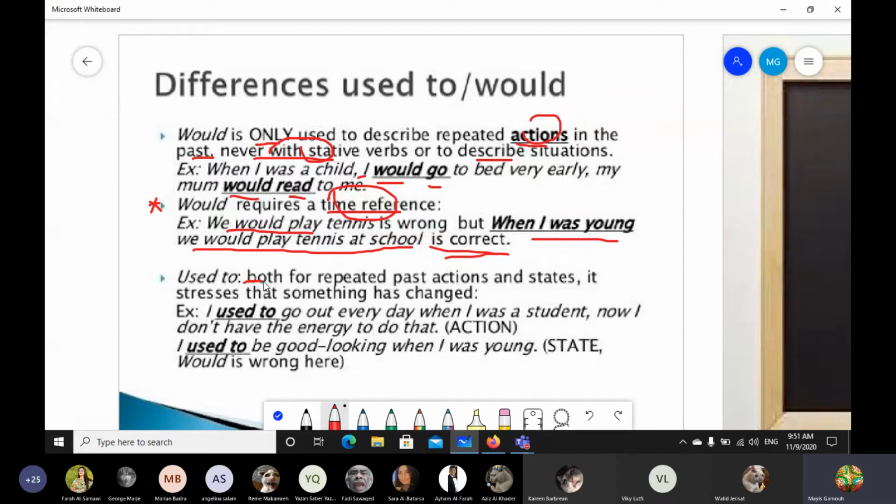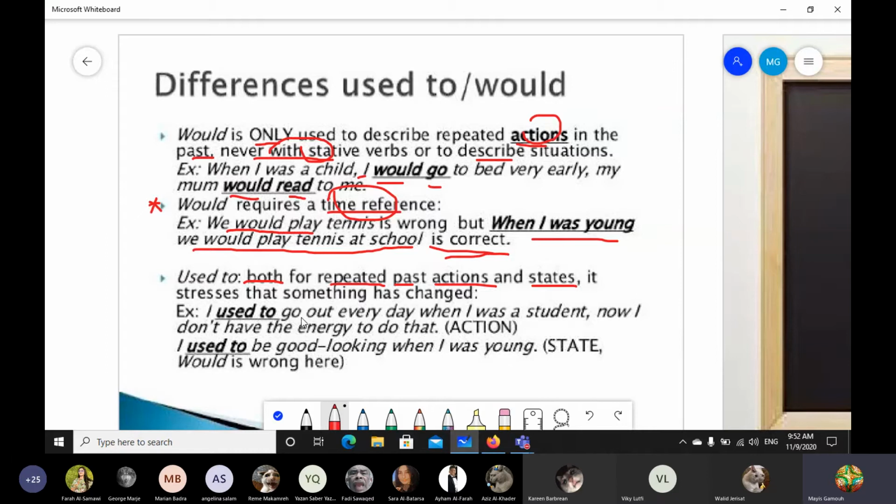Used to okay هنا both for repeated past actions and states معناته مع ال used to أنا بقدر أستخدم stative verbs. stative verbs اللي هم أفعال الحواس أو أفعال thinking okay أو مثلا ال verb to be تمام هذول كلياتهم أنا بقدر أستخدمهم مع ال used to لأنه هي okay بتدلك على repeated past actions أفعال أو أحداث and states وحالات. It stresses that something has changed إشي اتغير.